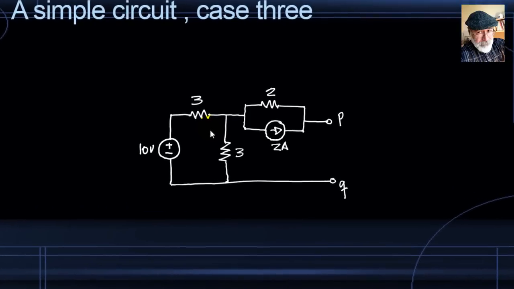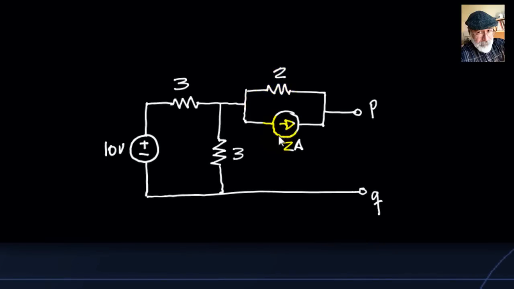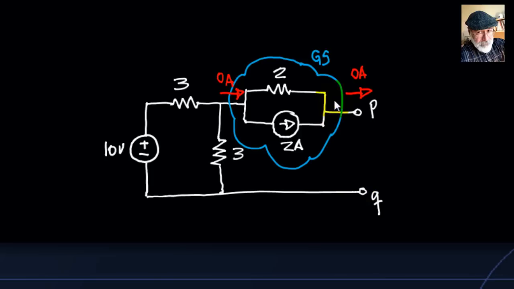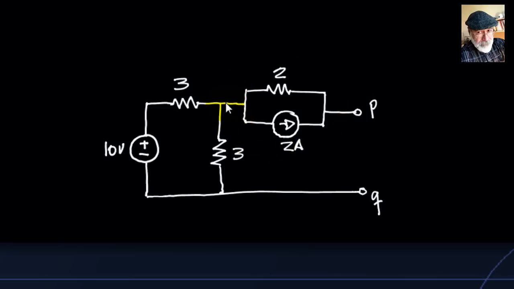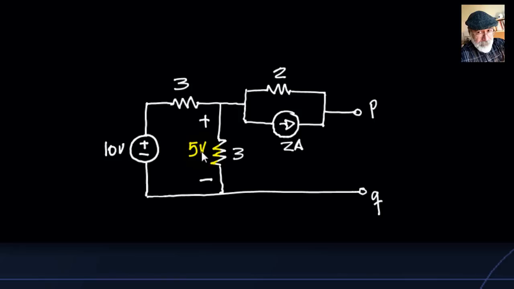A third case, another simple circuit. In this case, I've replaced the V source by this pair, resistor and the current source. The question remains, what is VPQ? Well, we say the current leaving on the right is 0, and then the current entering that Gauss surface from the left is 0 amps. That current is 0, which means that all this circuit is a voltage divider with no load. The voltage here is, of course, a divider of 10 between 3 ohms and 3 ohms, 5 volts. The voltage of this node here in the center is 5 volts.